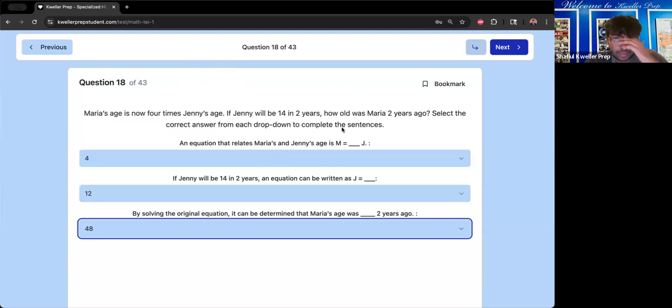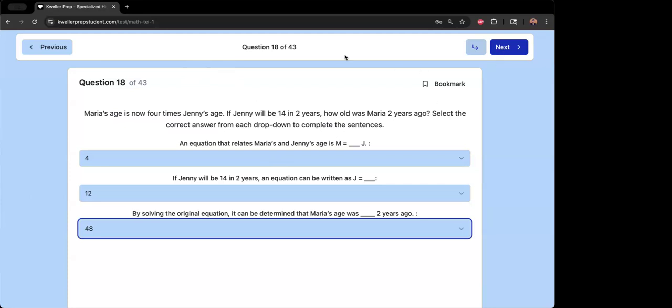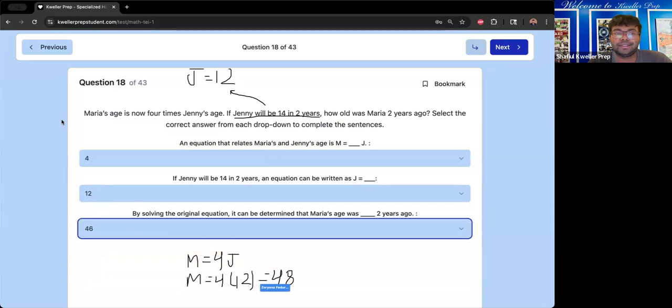Okay, let's go to the next one. Wait, isn't it saying how old Maria would be 2 years ago? So you would subtract 2. Oh, good question. Yeah, my bad. M is equal to 48, which means 2 years ago it should be 46. Okay.